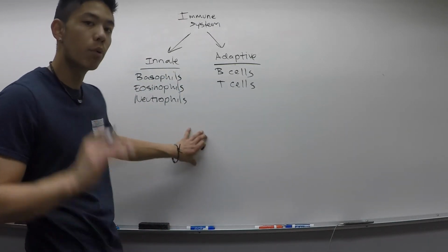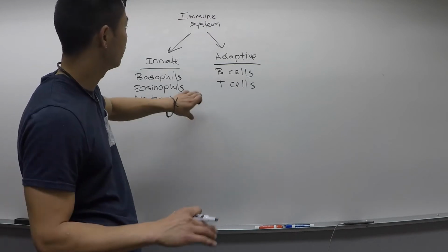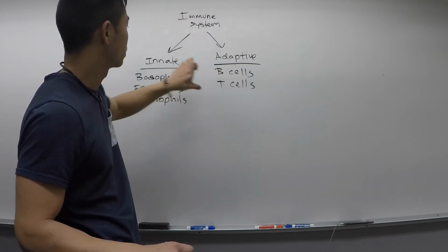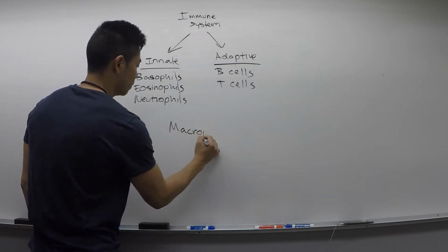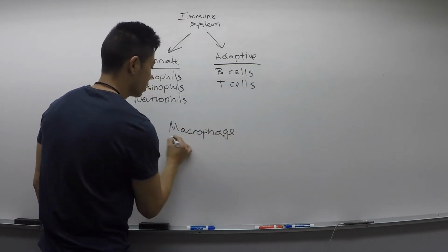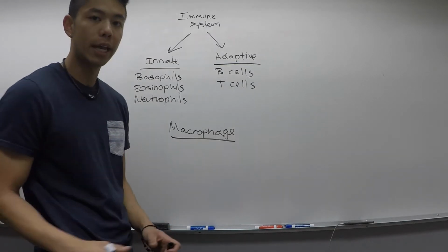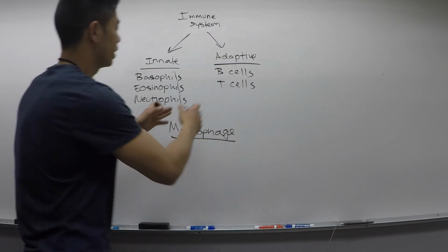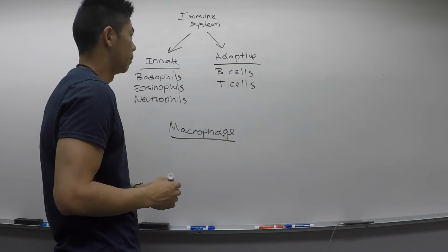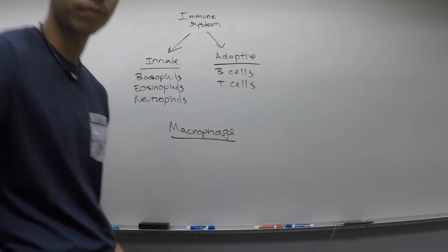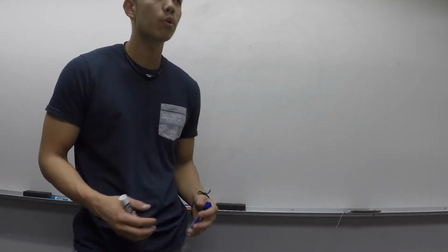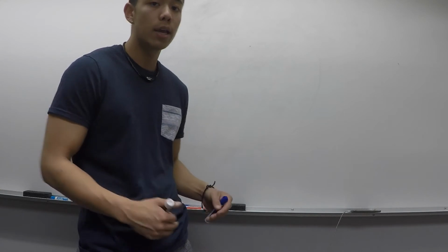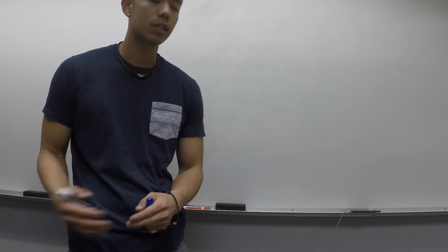We have a very important type of cell that's going to be acting as a communication barrier between our innate and our adaptive, and that's known as our macrophage. Our macrophage is very important in communicating between our non-specific and our specific, and we'll get into that in a second. What does a macrophage do? Macrophages, as we talked about earlier, are very important in communicating between our innate and our adaptive immune system.